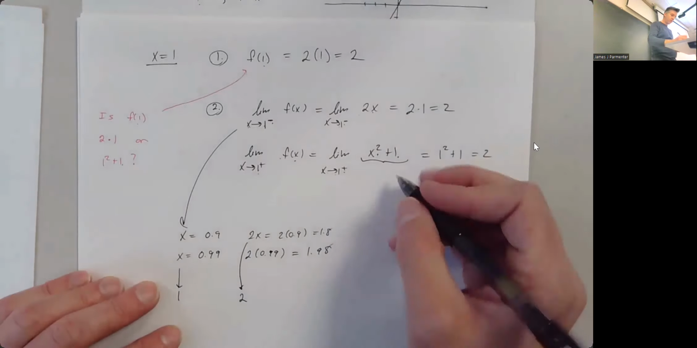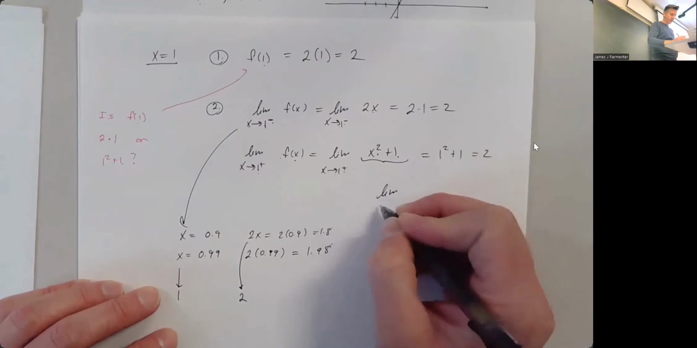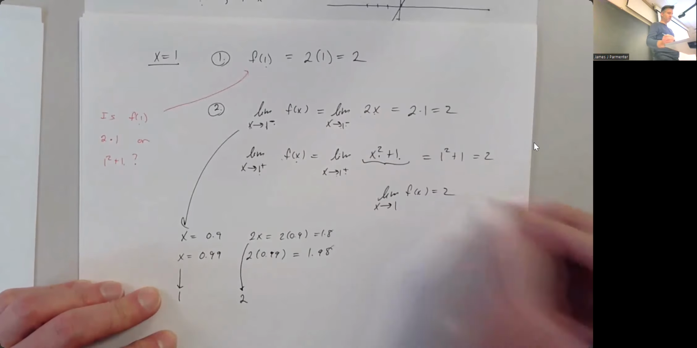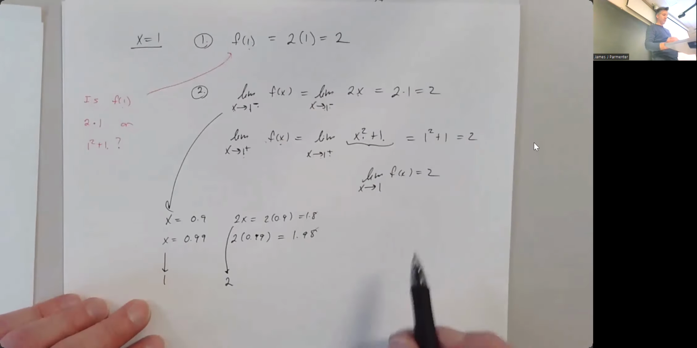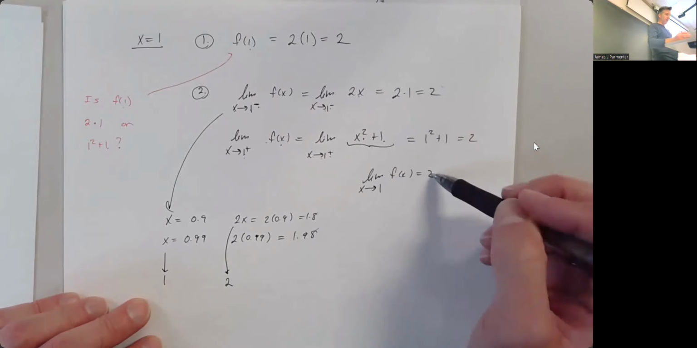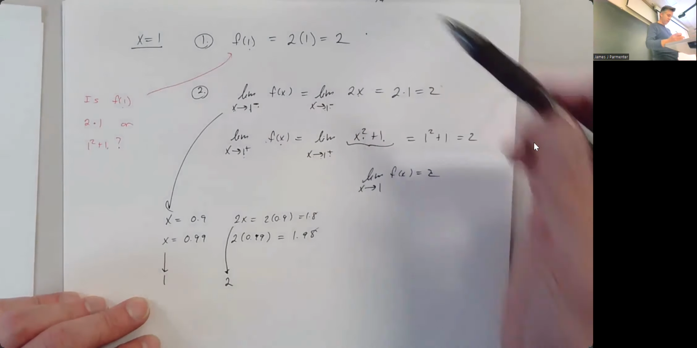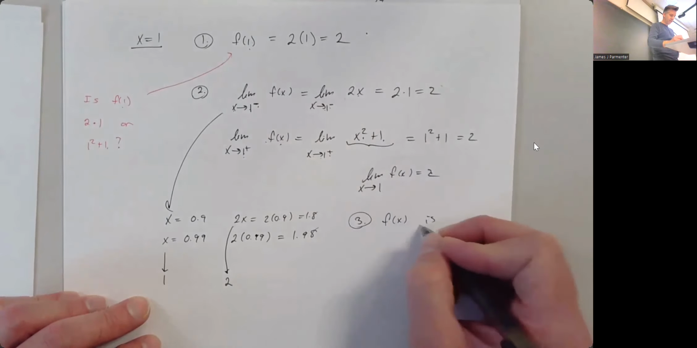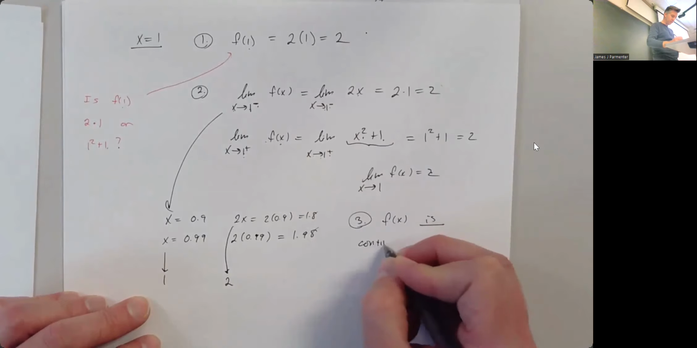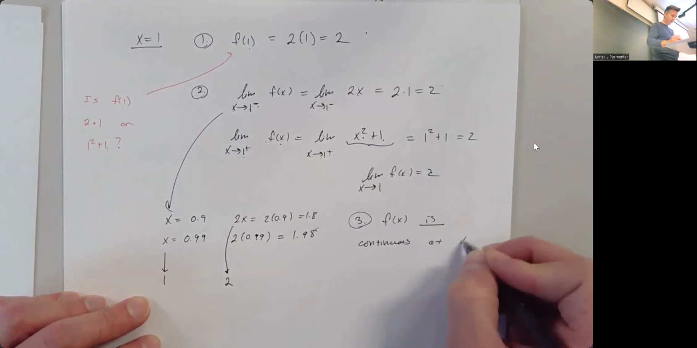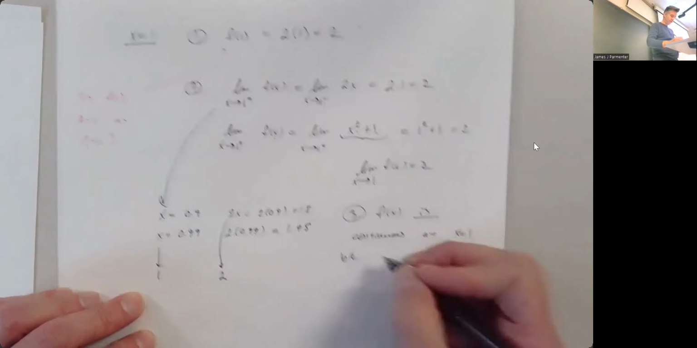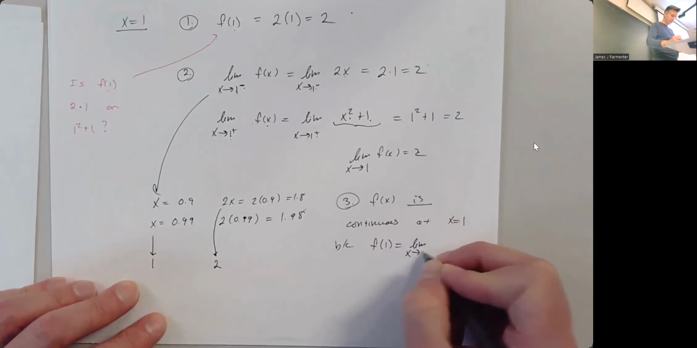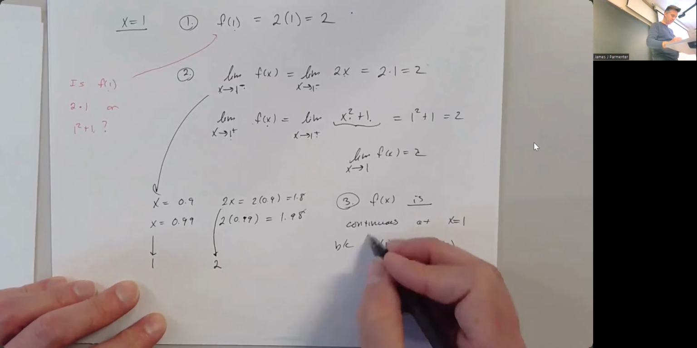So now, you don't have to write this part, but I like to write the overall two-sided limit as x approaches 1 of f of x is equal to 2. And then since we see that the limit value is 2 and the function value is also 2, we can say, great, that means our function f of x is indeed continuous at x equal to 1, because f of 1 is equal to the limit as x approaches 1 of f of x.